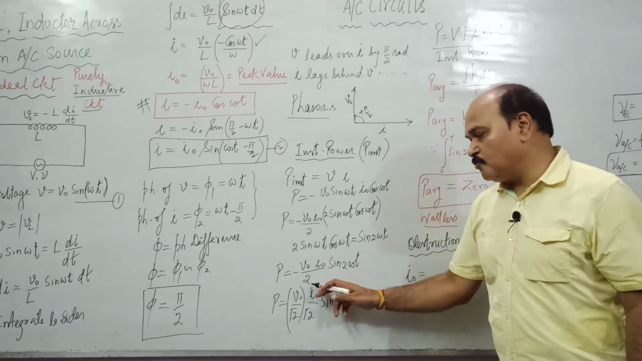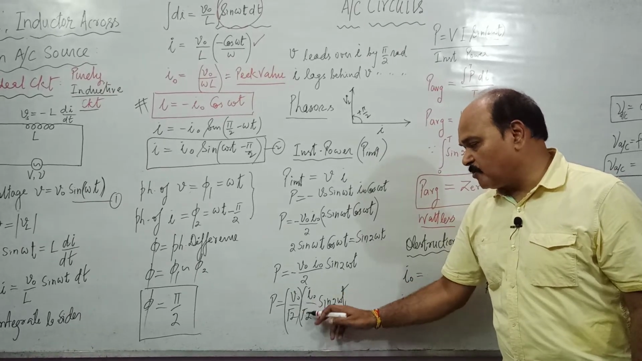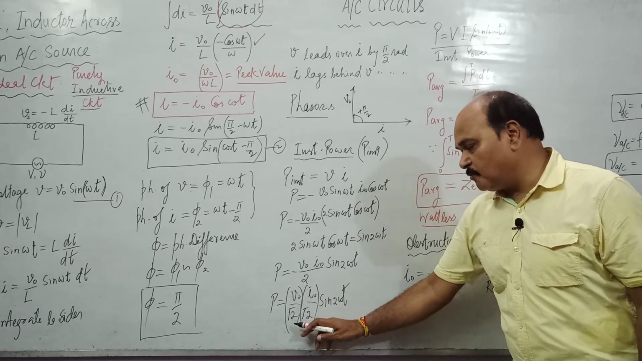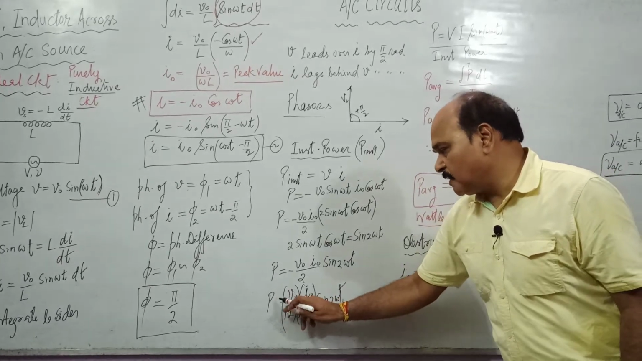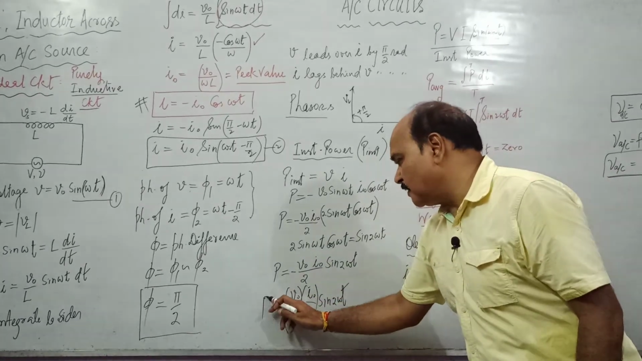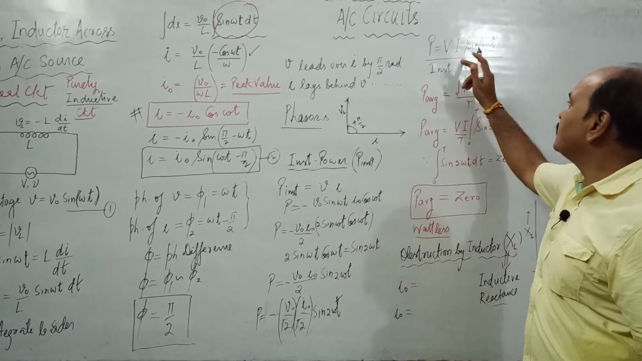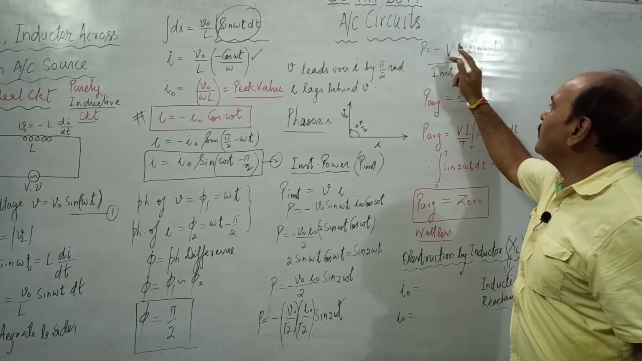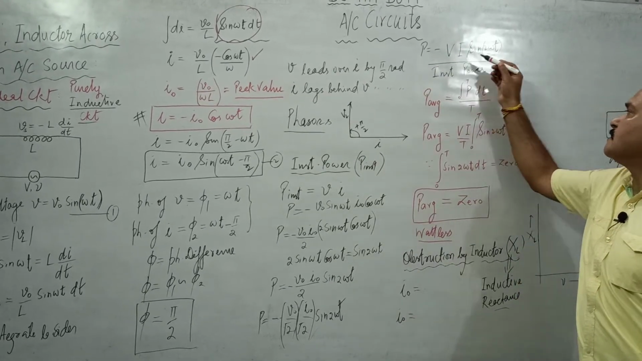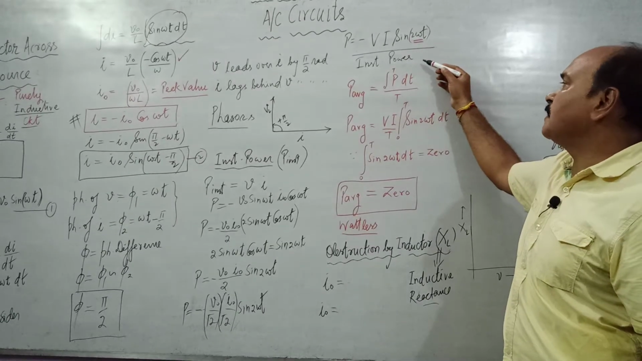And if we write this 2 as root 2 into root 2, it is V naught upon root 2. This is I naught upon root 2. This is the RMS value of voltage. This is the RMS value of current. And of course, there is a negative sign here throughout. So P is equal to minus V I sine of 2 omega t. This is the instantaneous value of power.